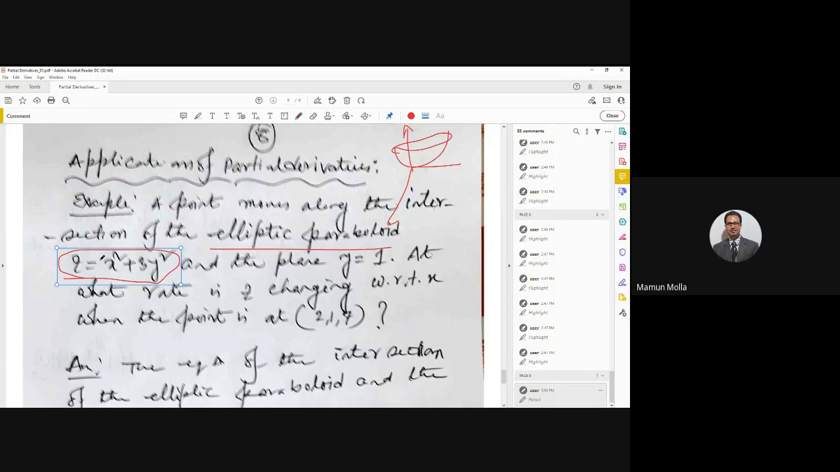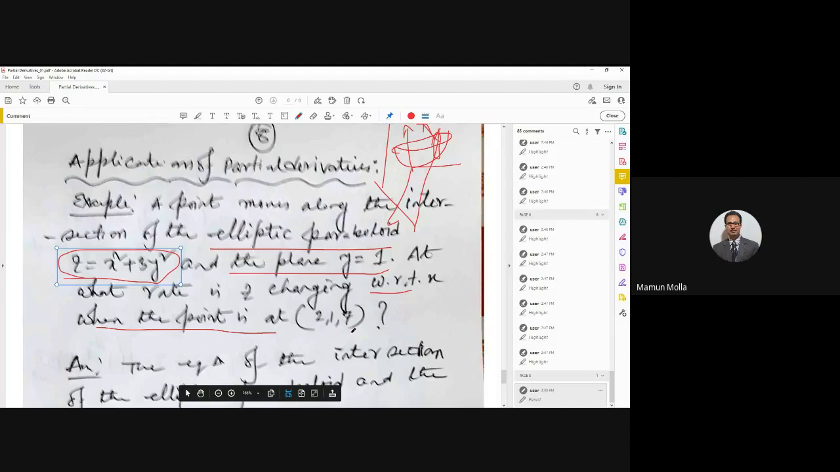A point moves along the intersection of the elliptic paraboloid and the plane y equal to 1. The plane y equal to 1 means the plane which is parallel to the x-axis. Like this, like this, like this. You will get an intersecting line. At what rate is z changing with respect to x when the point is at (2, 1, 7)?